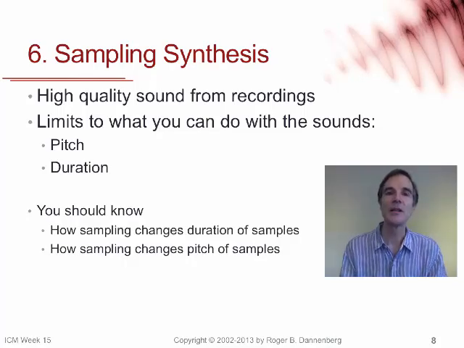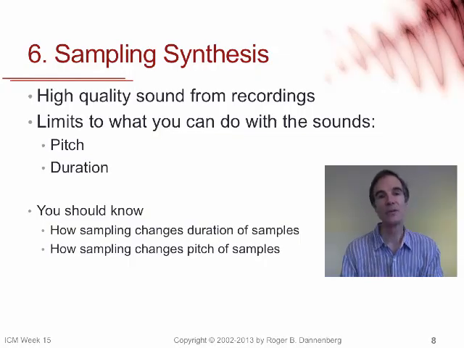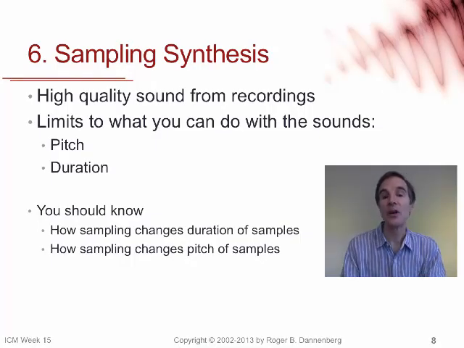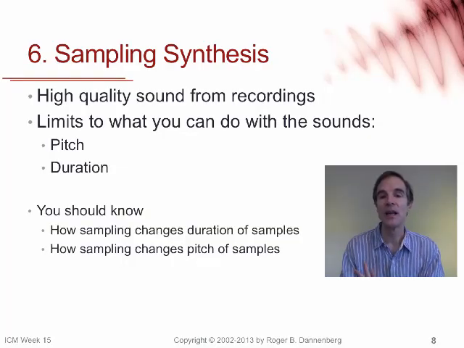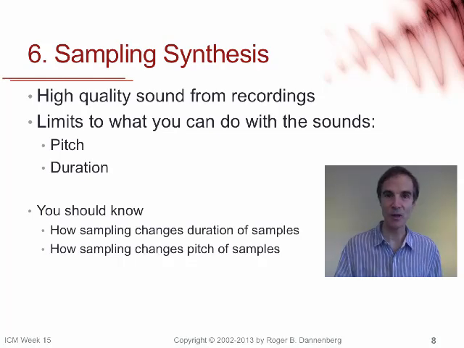Next, we talked about sampling synthesis. High-quality sound from recordings is used to construct notes and do synthesis. There are limits to what you can do with sampling synthesis. You can control pitch at least to a limited range on any given sample, and you can control duration through looping. So you should know how sampling works to change the duration of samples and how sampling works to change the pitch of samples, and generally how this synthesis mechanism works.